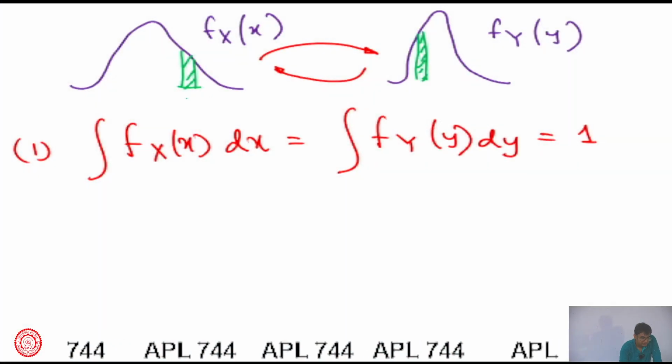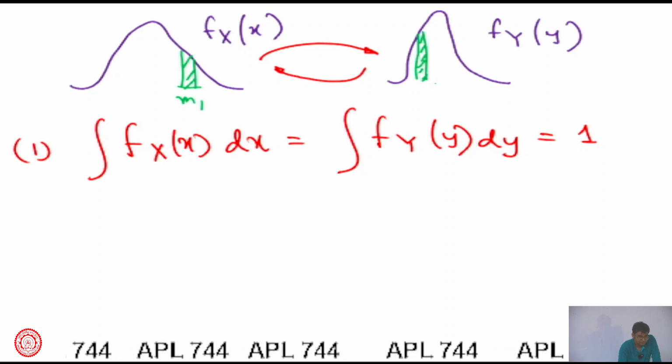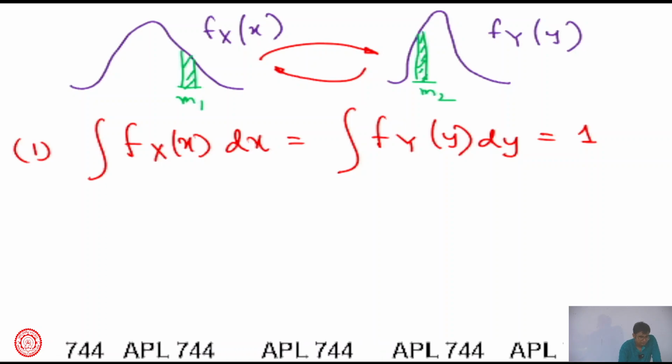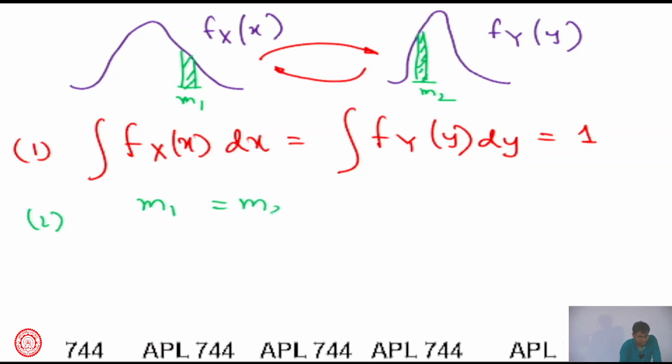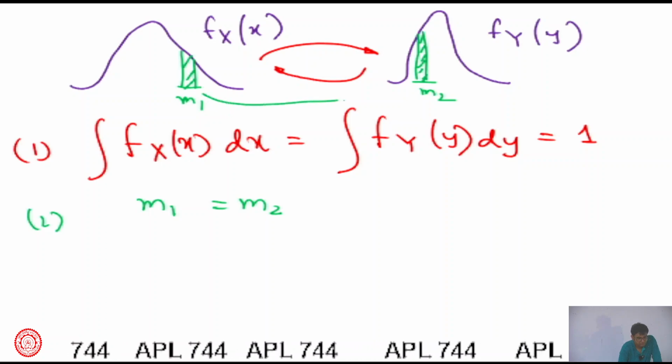So, let us say this probability mass is m1, this is m2. So, property number 2 is m1 is equal to m2. Okay. So, this is getting transformed here, let us say.